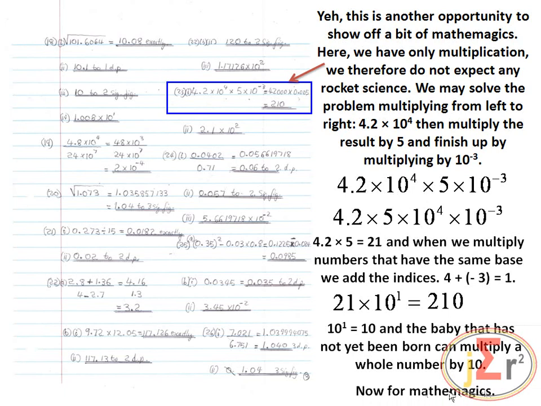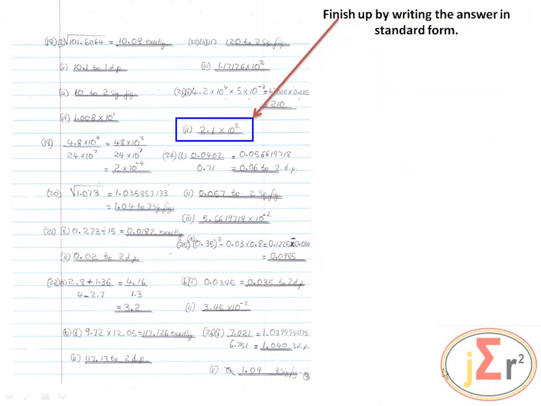Now for a little mathematics. Finish up by writing the answer in standard form. Not quite yet. We will finish up everything that has to do with that same problem. Then we will move to the mathematics in order that when we get there, we do not have to return to that same problem.